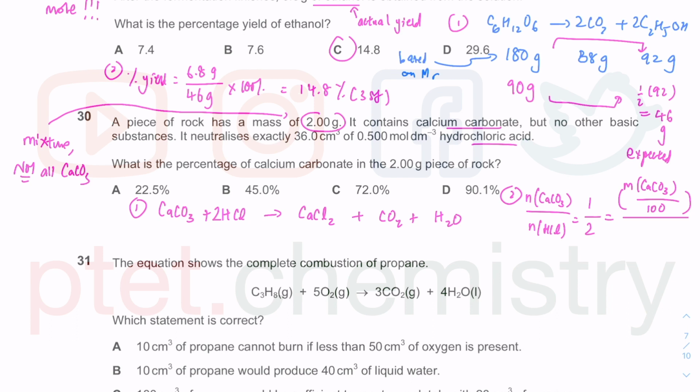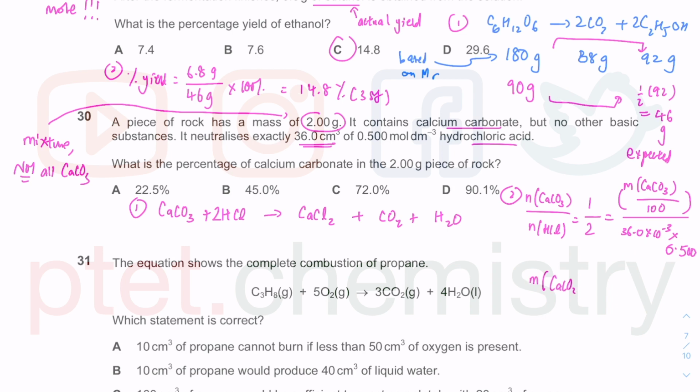And I've got the volume. This is in cm cubed, so 36.0 times 10 to the minus 3. To convert the cm cubed to dm cubed, divide by 1000, which is the same as times 10 to the minus 3. And that is multiplied by 0.500. Concentration times volume, or volume times concentration for solution, is the actual mole of HCl that reacted.